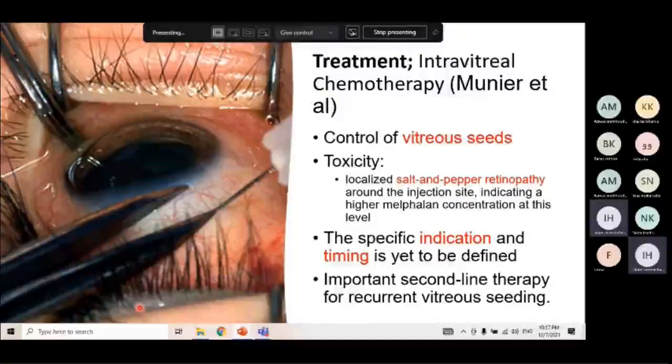Intravitreal chemotherapy, as I told you, the main indication is to control the vitreous seeds. The chemotherapeutic agent may cause some retinopathy, in the form of salt and pepper retinopathy. It's an important second-line therapy for recurrent vitreous seeds. So for vitreous seeds, we start the usual treatment with systemic chemotherapy, and only if it's recurrent, we go for intravitreal chemotherapy.